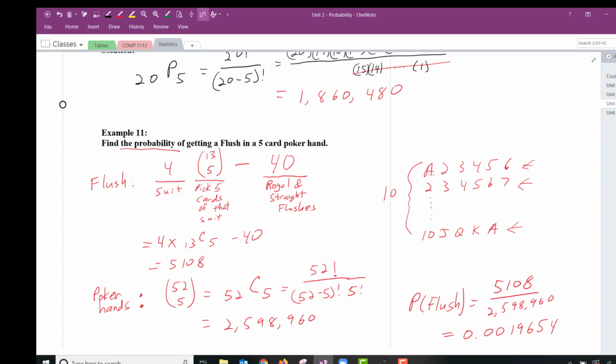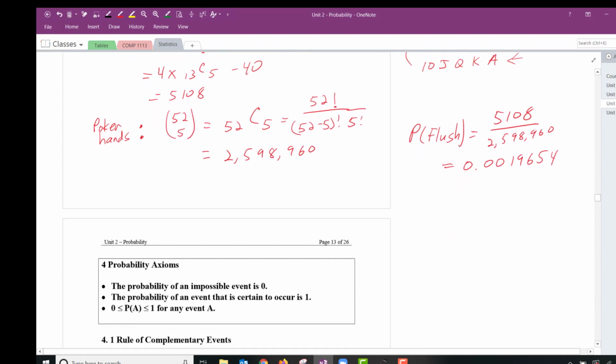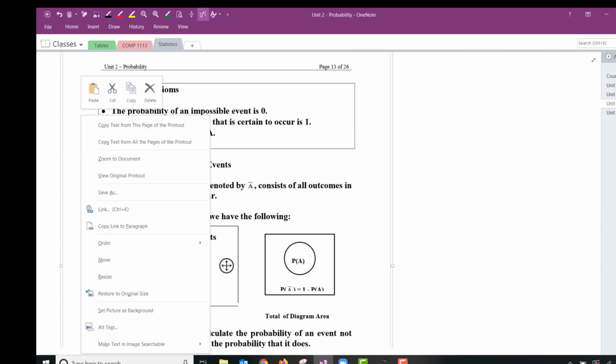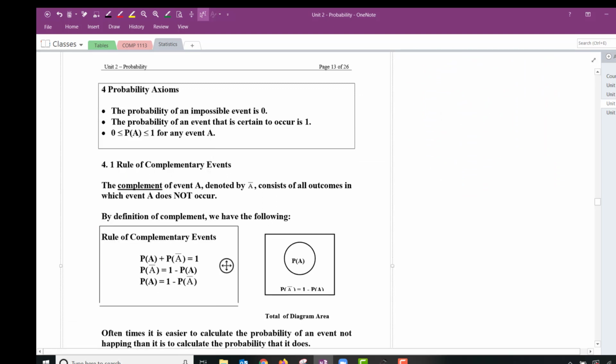So now we can move on. I think we've done enough examples there of counting and basic probability. We can actually talk about the main rules of probability, or the axioms. Most of these should be pretty obvious. Impossible events have probabilities of zero. The probability of an event that must occur or is certain has to be 1. All other probabilities must be between 0 and 1.